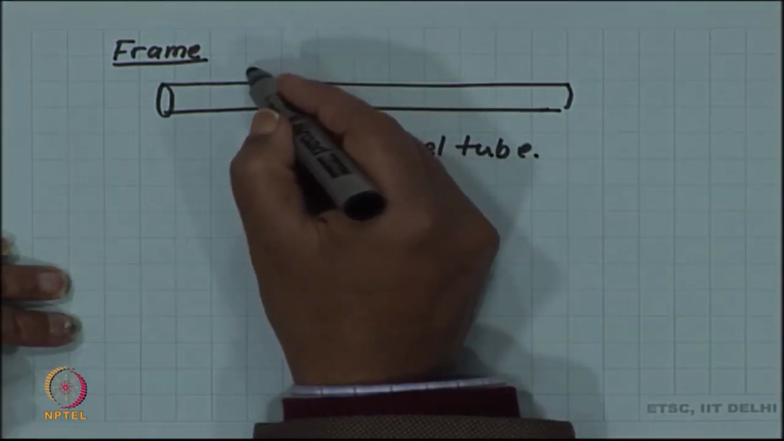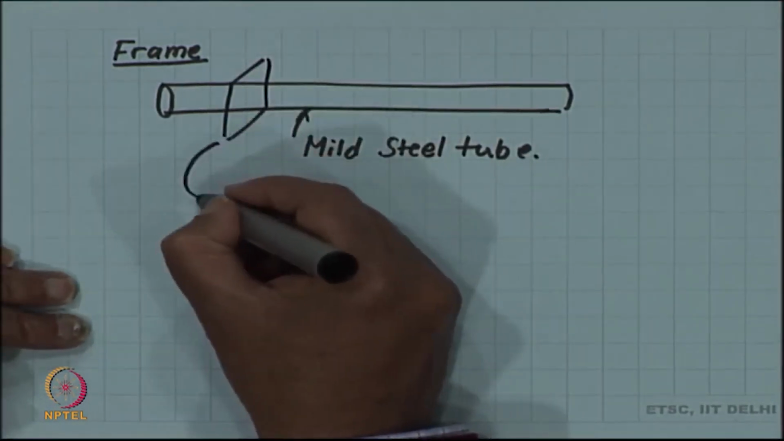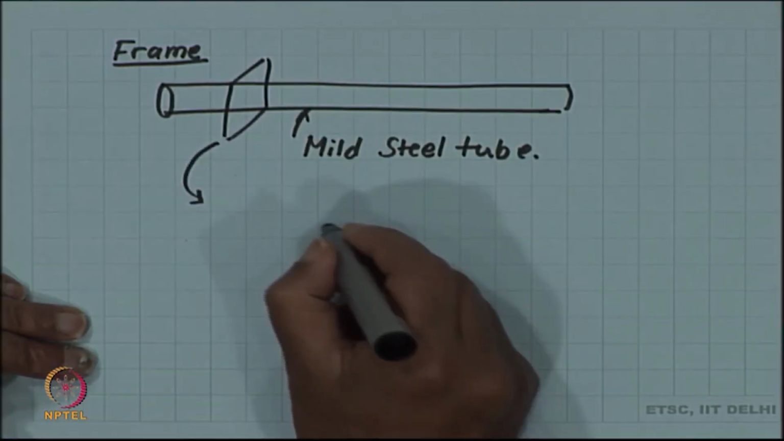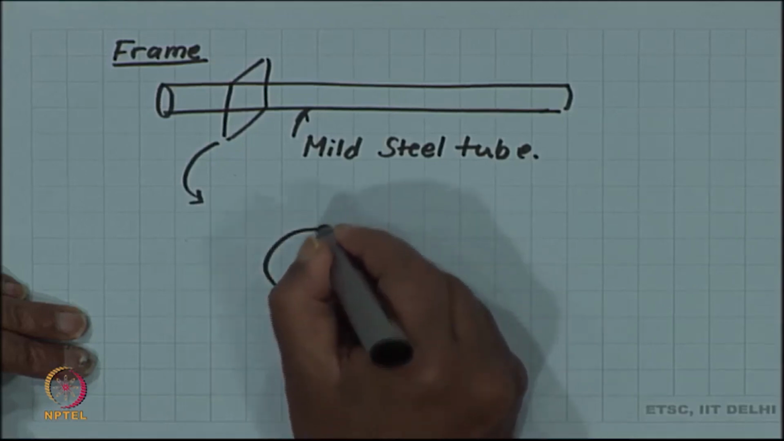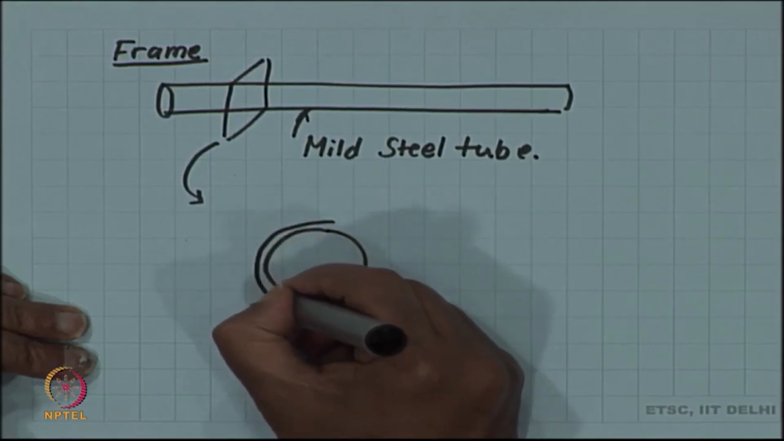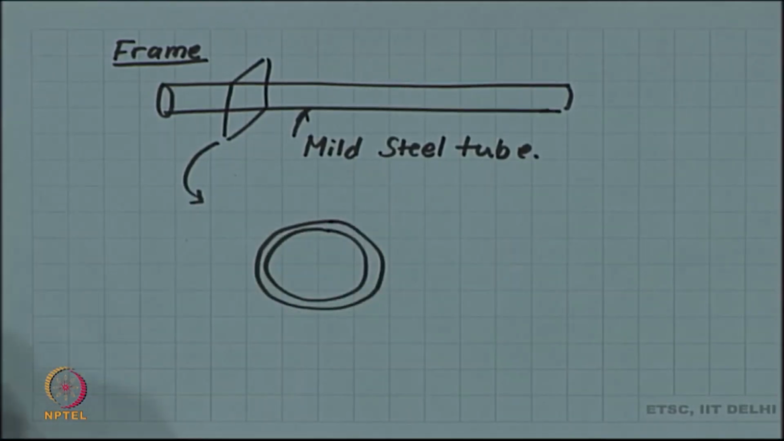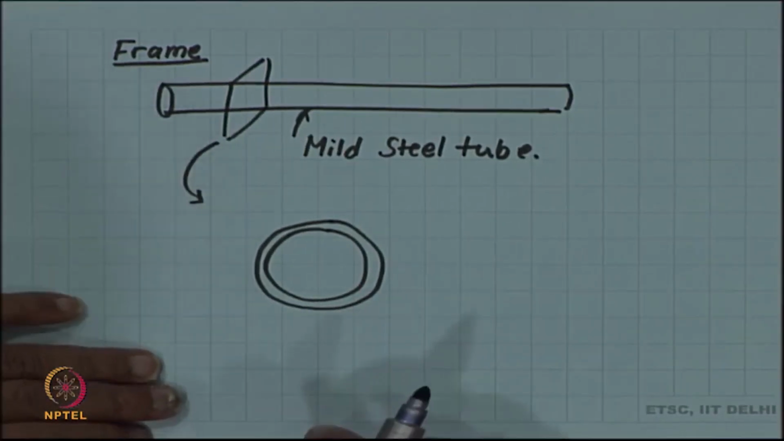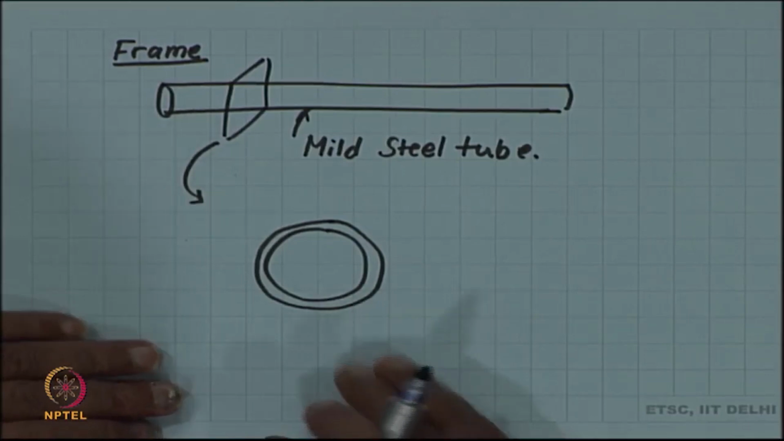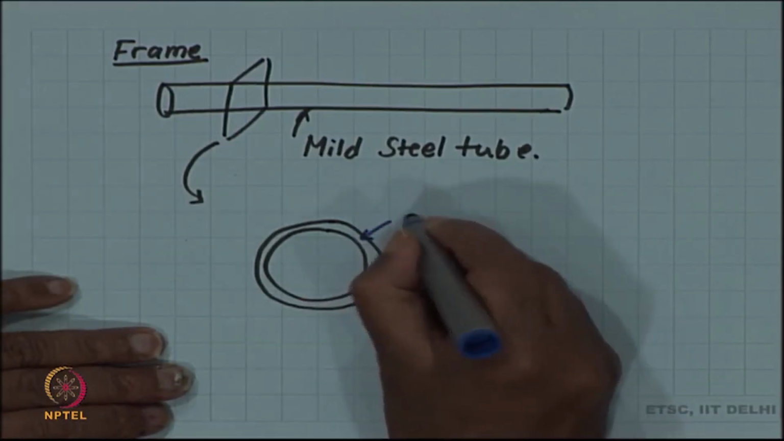If we cut this tube and look at the cross section, then we will see in general a featureless cross section. We can polish this and we will have a nice shining featureless surface.